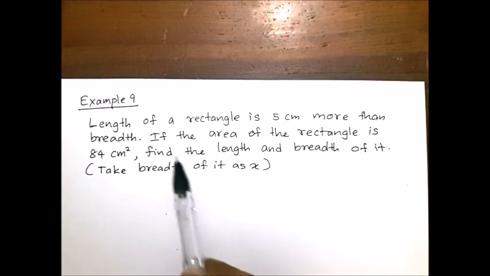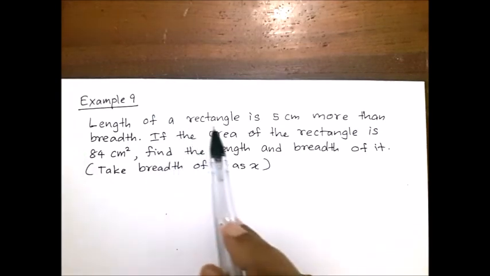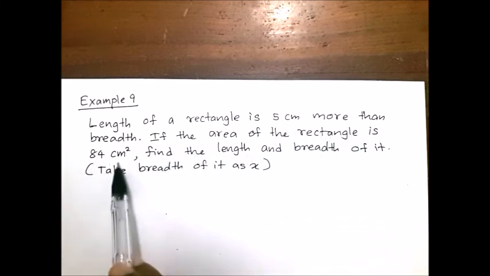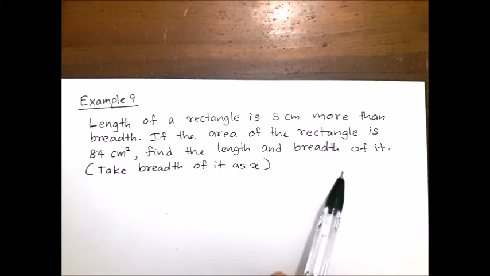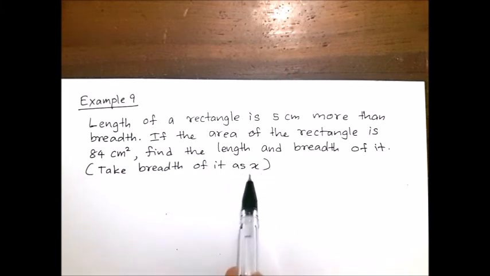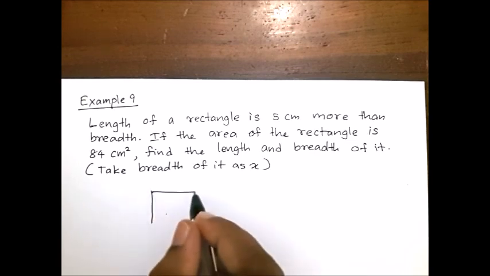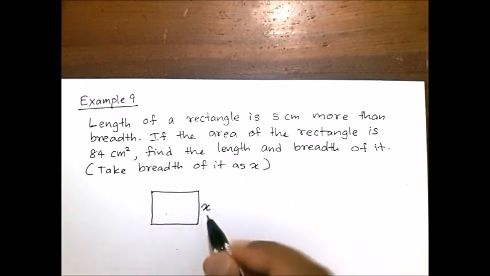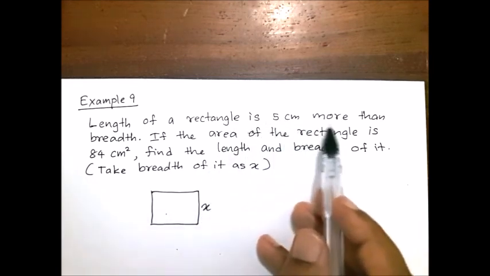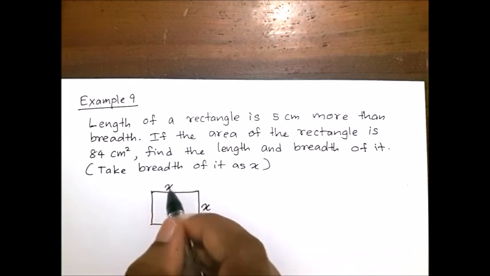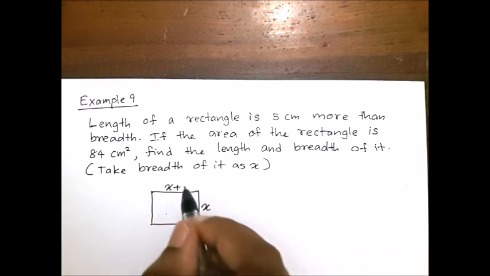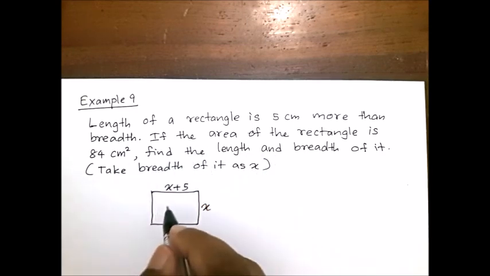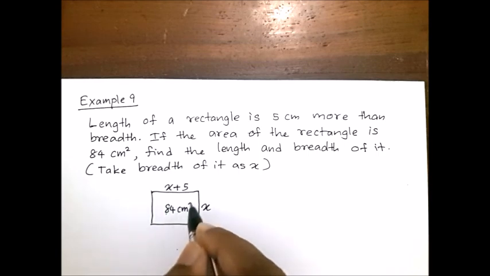Let's start example number 9. The length of a rectangle is 5 cm more than its breadth. If the area of the rectangle is 84 square centimeter, find the length and breadth of it. Take the breadth of it as x. I am going to represent this information in a diagram. This is the rectangle. Take the breadth as x. The length of it is 5 centimeter more than the breadth, so you can take length as x plus 5. The area of this rectangle is equal to 84 square centimeter.